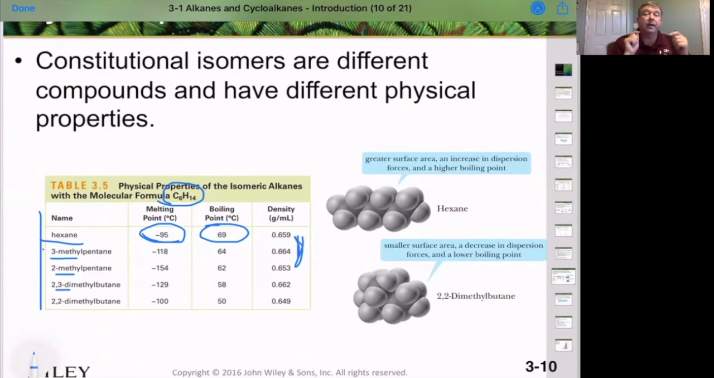And we're going to talk about how different interactions affect boiling points and melting points as we change functional groups. So keep in mind that in these constitutional isomers, all we have are what we call dispersion forces or London forces. And that's a very weak force, and therefore they have very low boiling points.